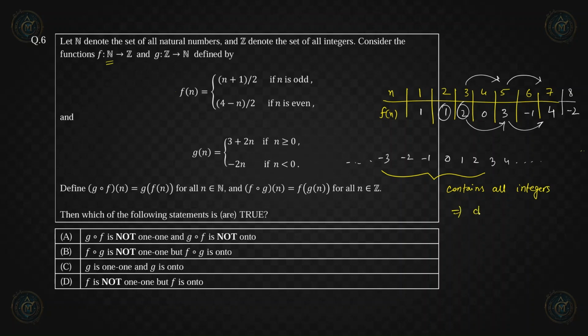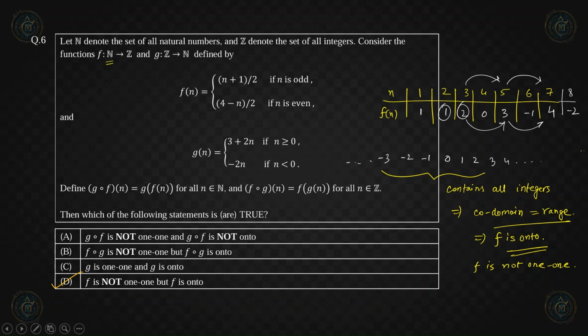That means this codomain, which is the set of all integers, is equal to the range of this function. That means f is onto. Then if we check the one-one nature of this function, we can say f is not one-one, because here we have a counterexample: for n equal to 1, f is 1, and n equal to 2 also gives f equal to 1. That means f is not one-one. So option D is definitely a correct option.